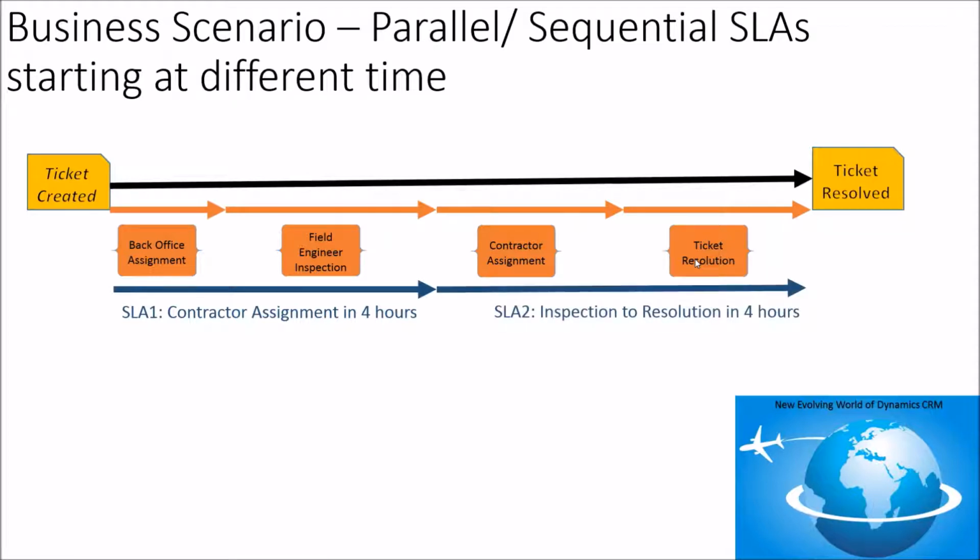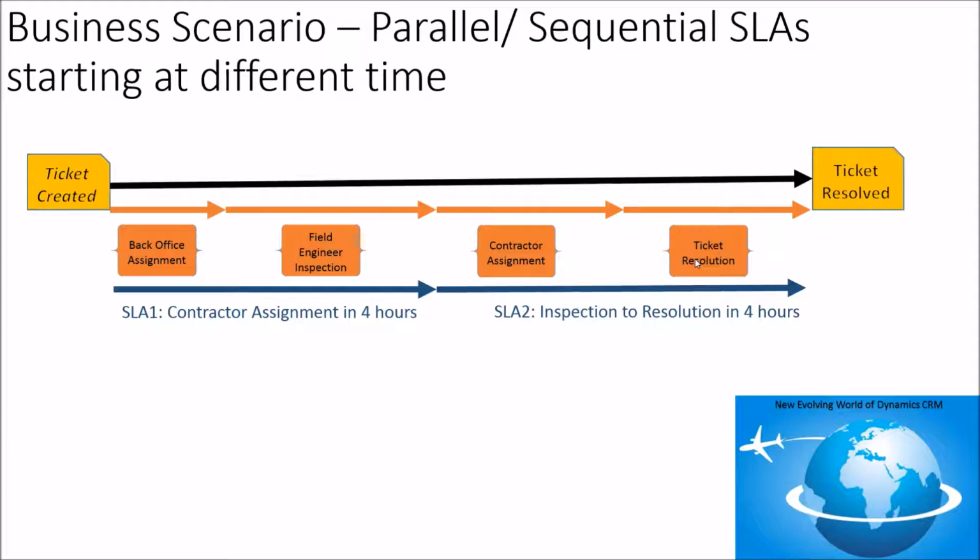Now the second one starts when the contractor assignment happens. That means it is a different timestamp. It is some modified on condition on which this SLA starts. So applicable from, that means your counter starting point for SLA1 was created on, but the counter starting point for SLA2 will be something entirely different, something in between, some kind of modified time. Yeah, so there are two sequential SLAs, two SLAs starting at two different times. So different time is a challenge here.